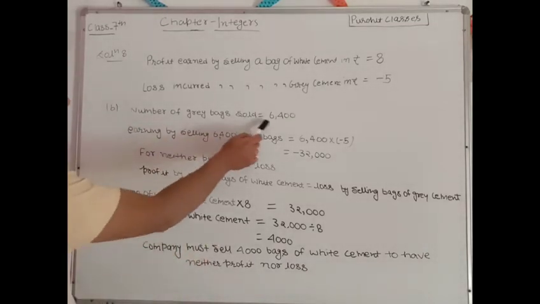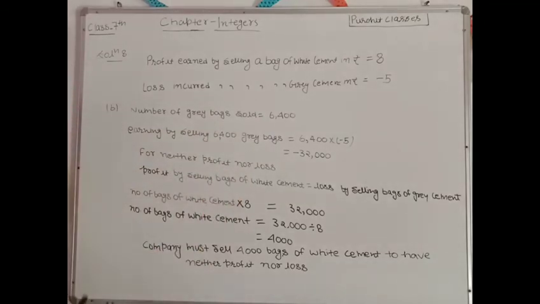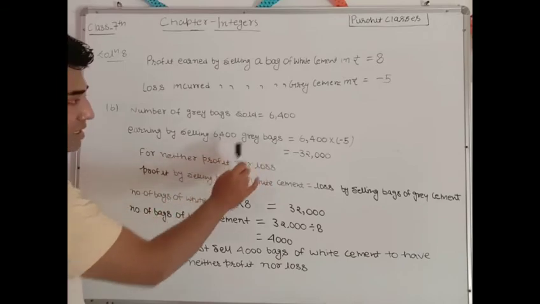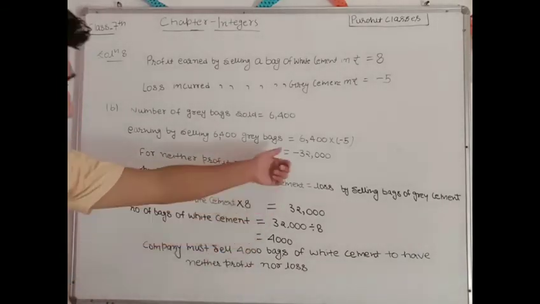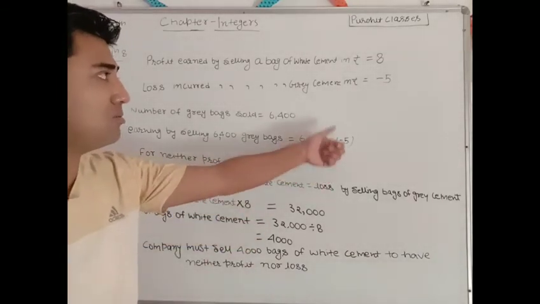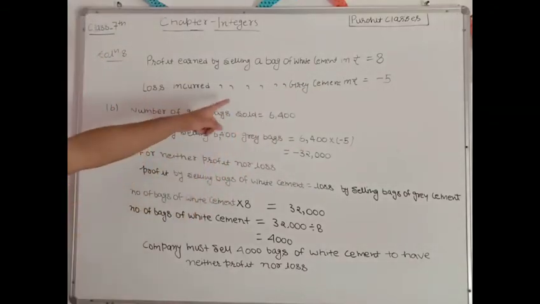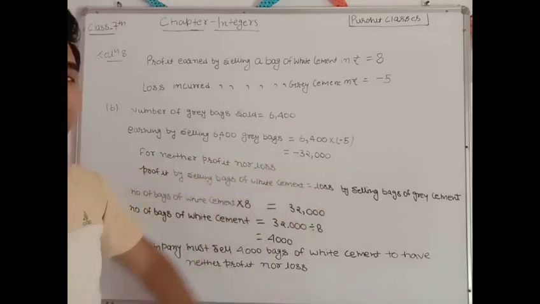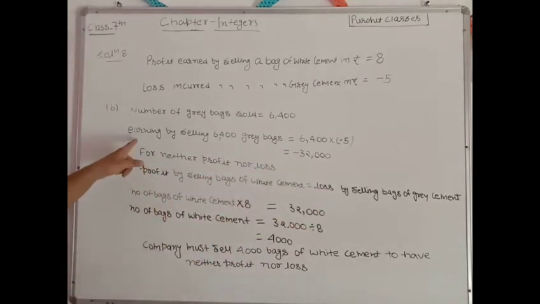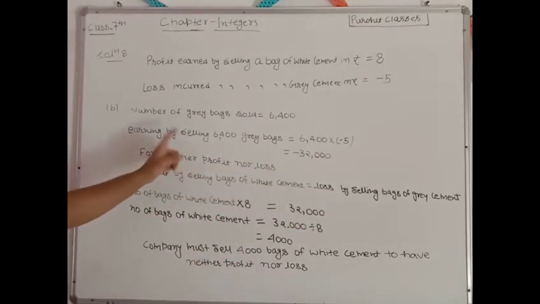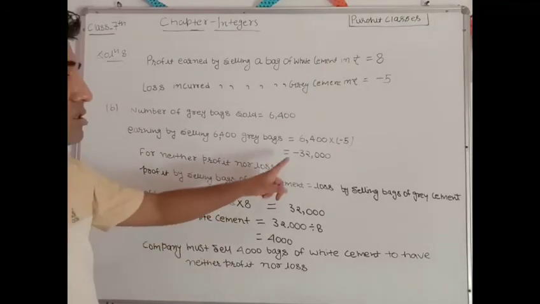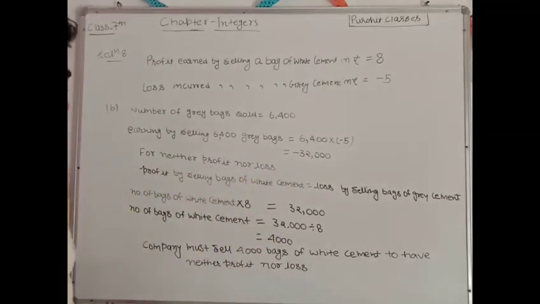Here we have written the general information for B part. Number of grey bags sold is equal to 6400, this is given. Second thing is, what is the earning? Earning by selling 6400 grey bags is given by 6400 into minus 5, which we have already mentioned, that is the loss incurred by selling one bag of grey cement. So this will be minus 32,000. Here I have mentioned this as earning, but if I write it as a loss, I will remove the sign of minus. Understood?